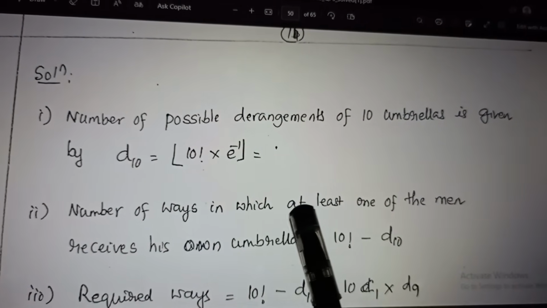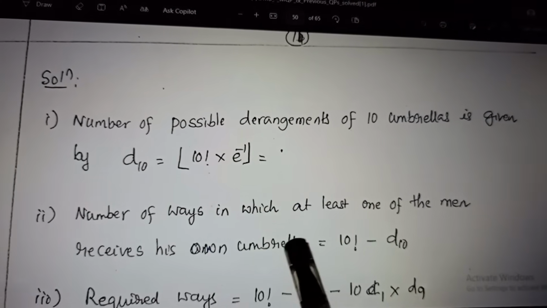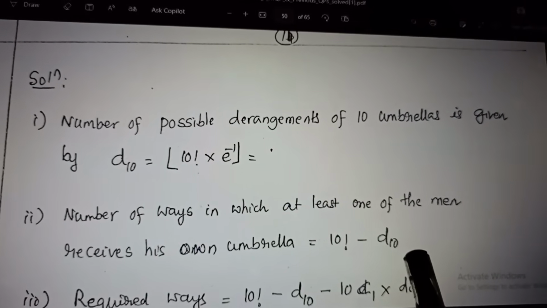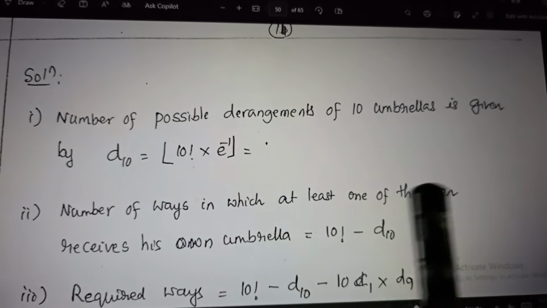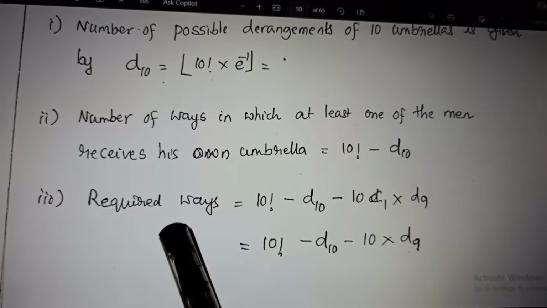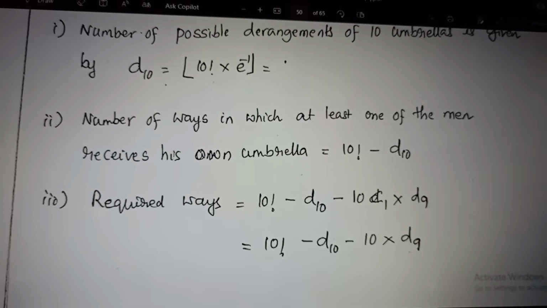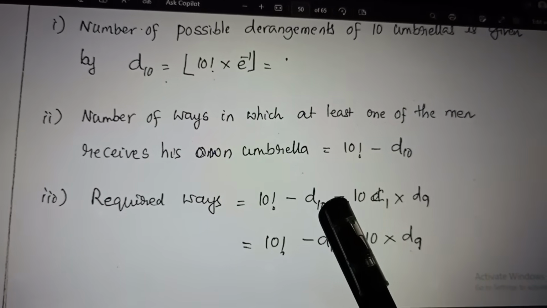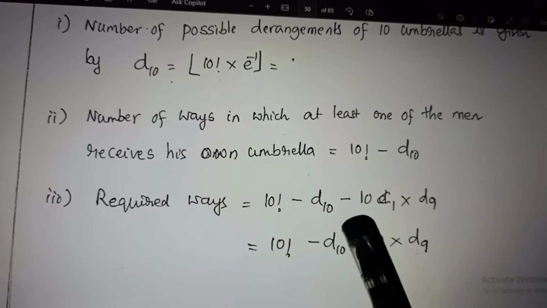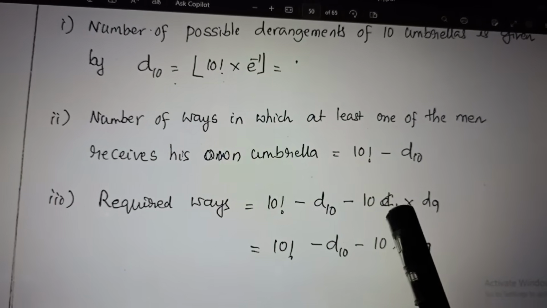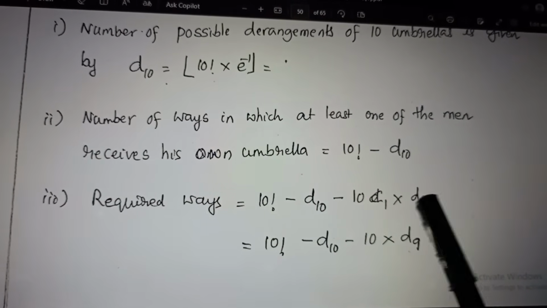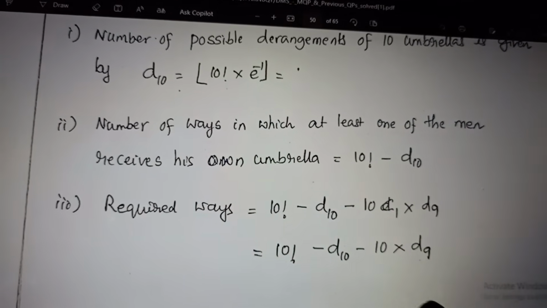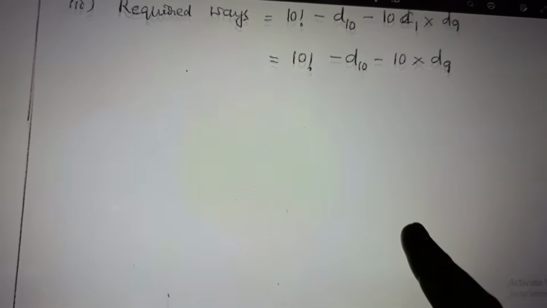Then they have told the number of ways in which at least one of the men receives his own umbrella. One of the men means it will be D1 value. Write this much and leave, no need of computing any values here. Then required ways: if you want to distribute all 10, you can substitute all 10, or if you want to distribute all 9, you can do it the same. 8, 7, 6, 5 and all is not required because we have applied factorial.